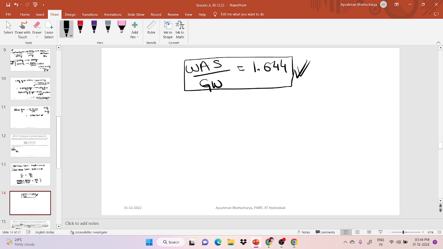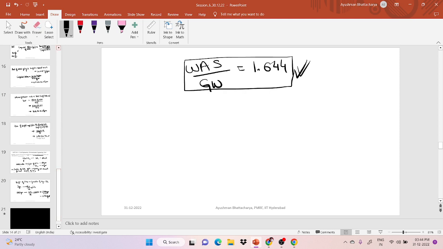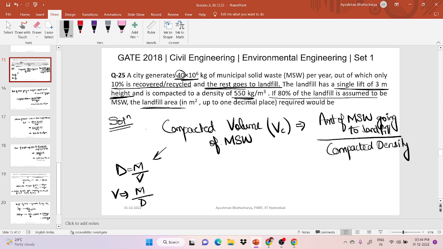Okay. So our next question was this one. In this question, a city generates 1410 kg per meter cube of waste, and basically they are asking for the landfill area depending upon the waste generated and how much waste is going to the landfill.